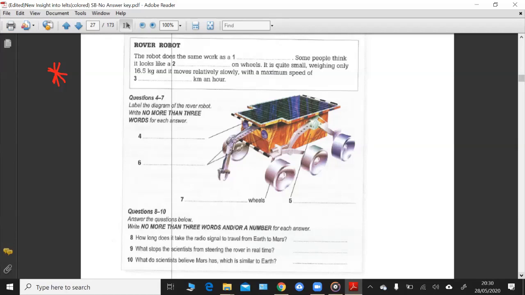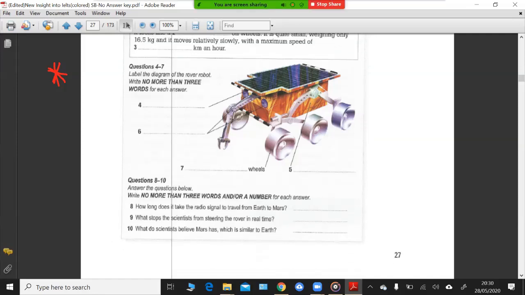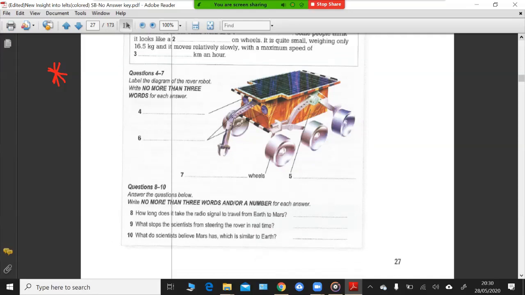Someone said solar. Yes, something related to solar. But this will be a word, not a letter. Can we say another word with solar? Solar roof, solar, what is this called? This whole thing which generates electricity. Solar system. Solar system, okay. Any other word?